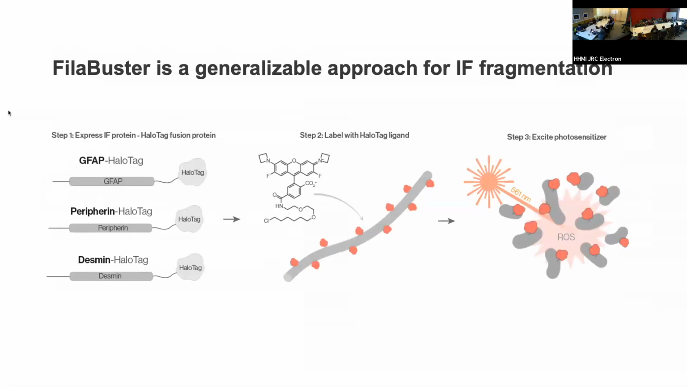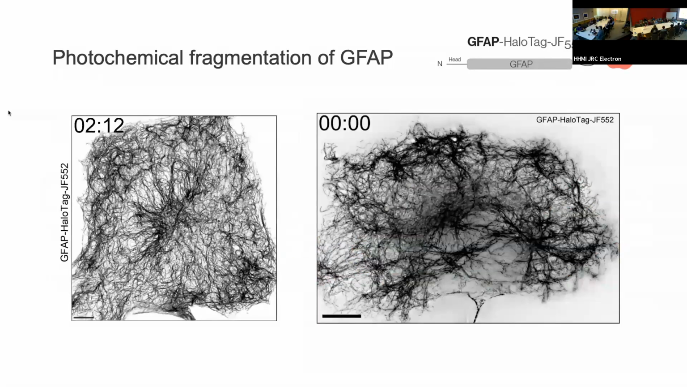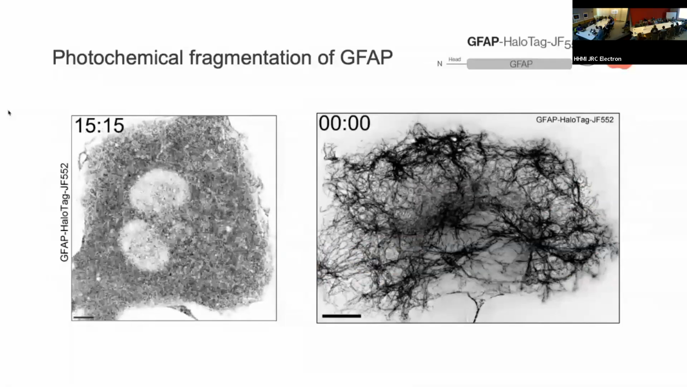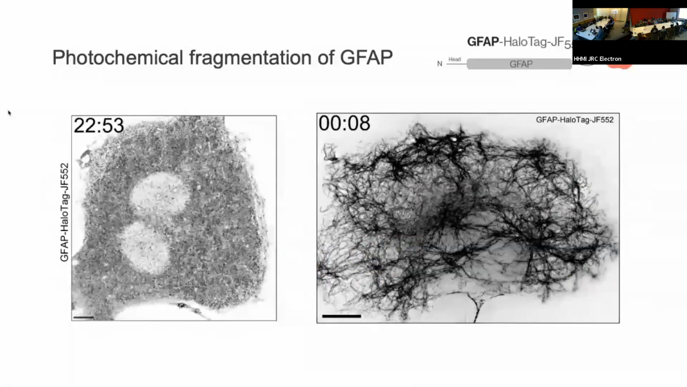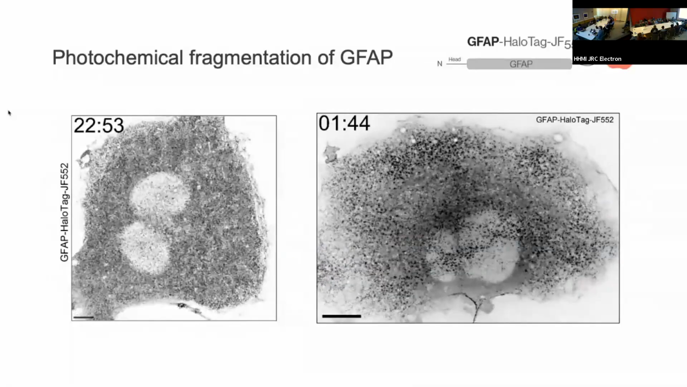So we generated fusions between other type 3 IFs: GFAP, which is expressed in astrocytes and upregulated in brain injury; peripherin, a neuronal intermediate filament; and desmin, the muscle-specific IF. We followed the same exact strategy of labeling with a dye and irradiating, and we found that all of these type 3 IFs disassembled with comparable kinetics. Here's a GFAP network fragmenting on the left. Here's another lattice SIM image of the GFAP network fragmenting over time into those small remnants.